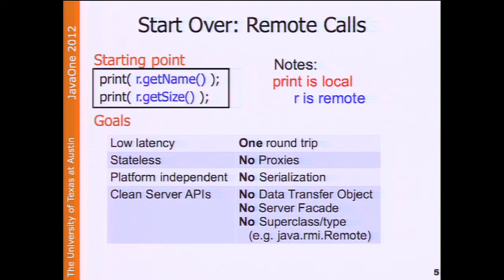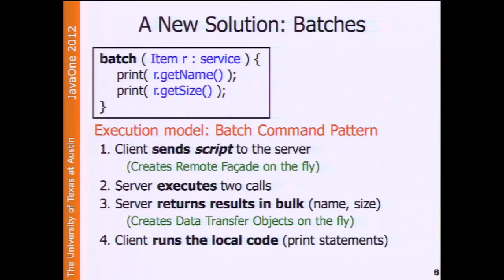So if you can take all the server stuff and send it to the server and do it in 1 go, bring the results down, and then run all the client code that needs those results, then you'll get really nice behavior. And that pair is essentially the data transfer object. It's been created for you automatically. And the little script that you sent that said get the name and keep the result, get the size and keep the result, that's your server facade. It was also created on the fly. So we're doing those anti-patterns in the compiler instead of in the programmer. So here's the solution: just introduce a new language construct called batch.